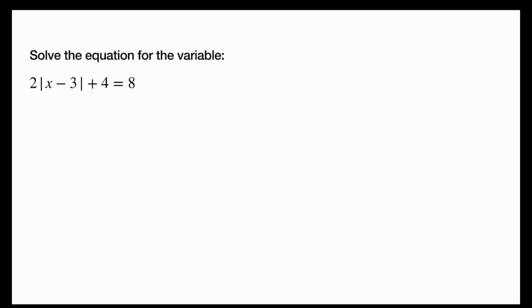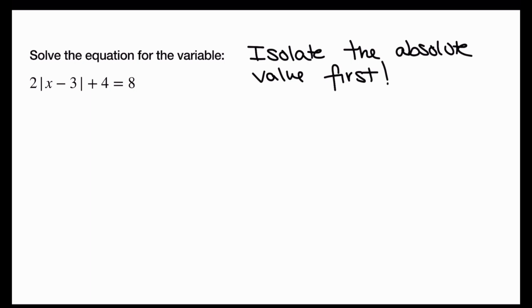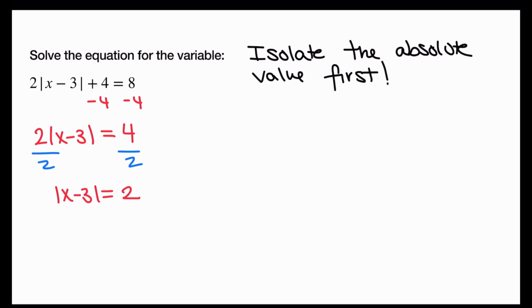2 times the absolute value of x minus 3 plus 4 equals 8. Now, to solve this problem, we're going to isolate that absolute value first. We want to get the absolute value by itself, and then we'll break it up into two equations using a positive and a negative. All right, so isolate the absolute value first. That means I have to subtract 4 from both sides. That gives me 2 absolute value of x minus 3 equals 4. Divide both sides by 2. So absolute value of x minus 3 equals 2.